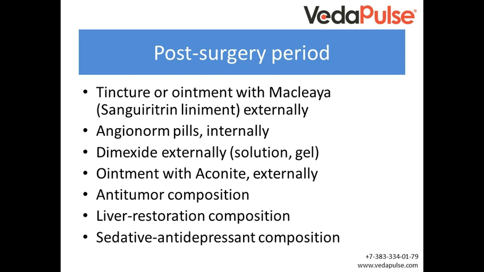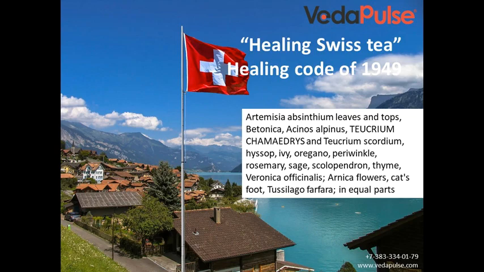In case of metastatic damage during the surgery intervention, there is a resection of lymphatic nodes leading to lymphatic edema, and there are not that many remedies that may help to fight this state. And there are also many medicinal plants having well-expressed vulnerary, or wound healing, properties. We called it healing Swiss tea.